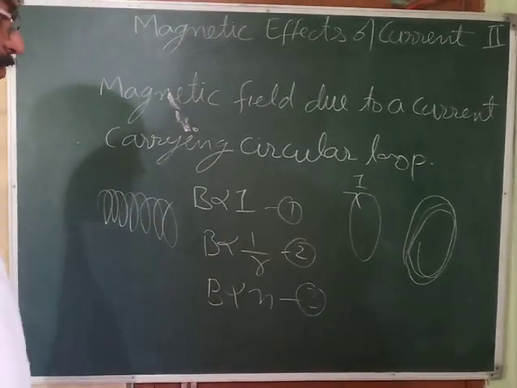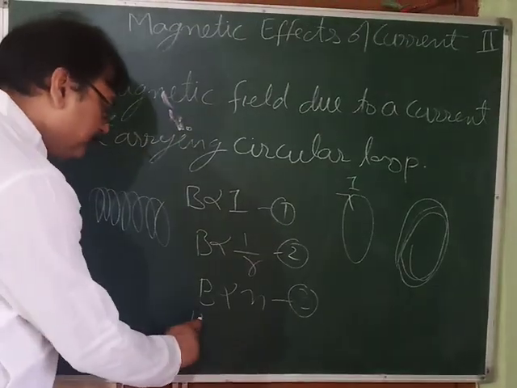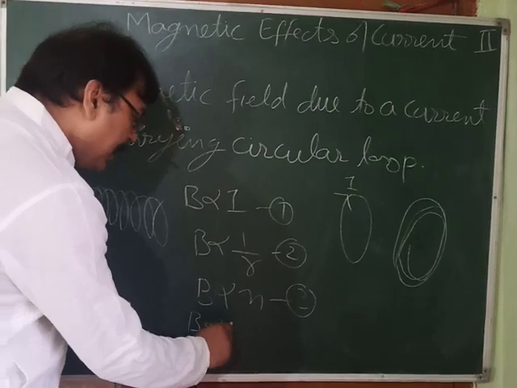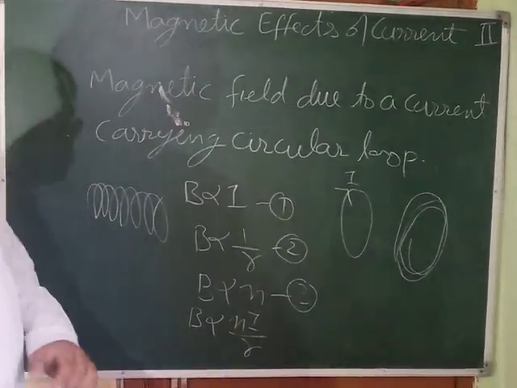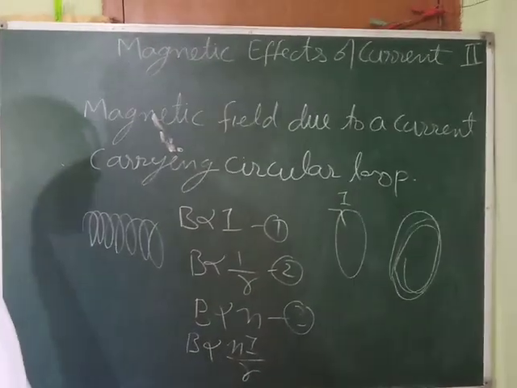So from these three, what we get? We can get B is proportional to N I upon R. Got it?